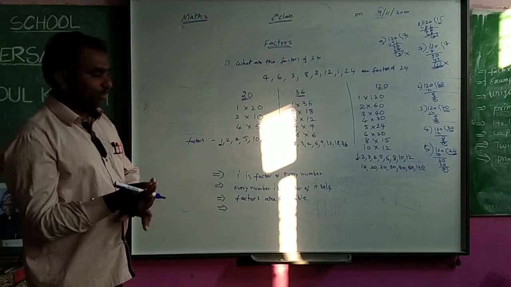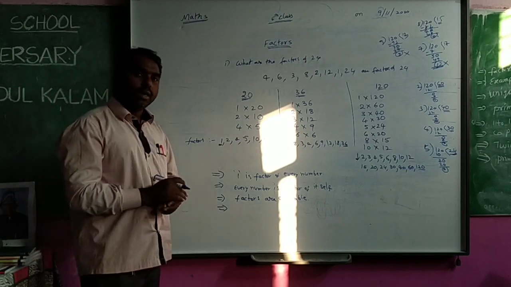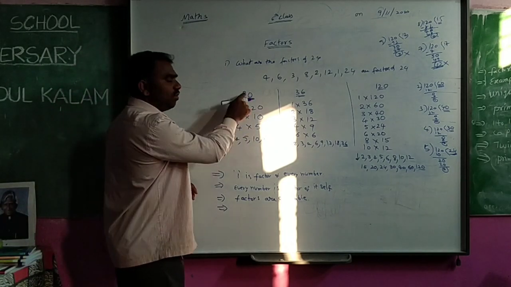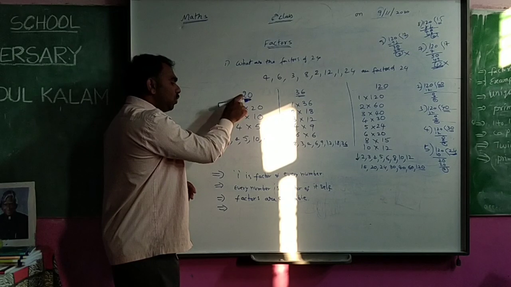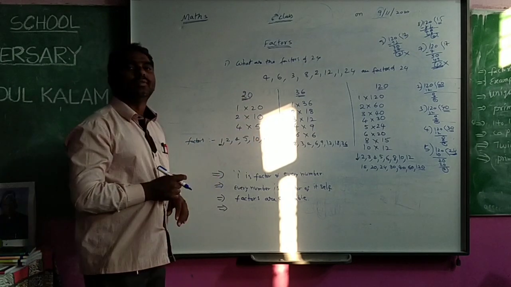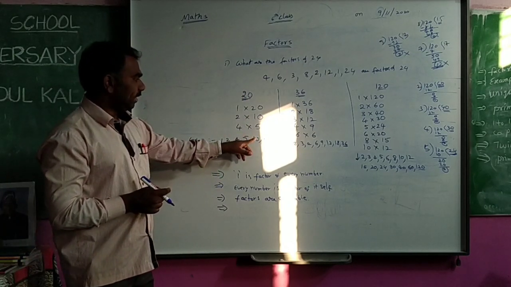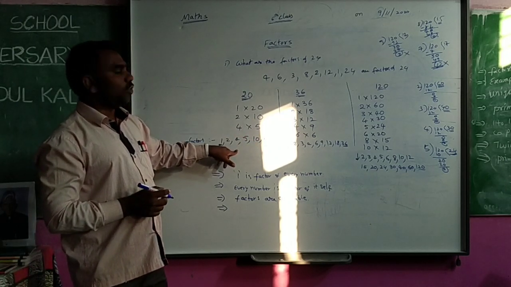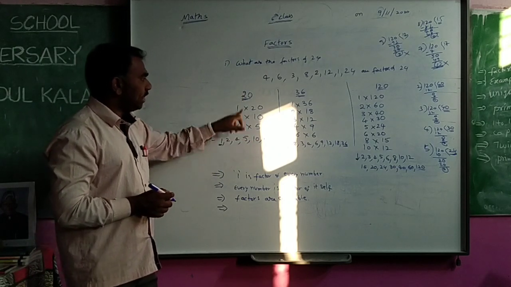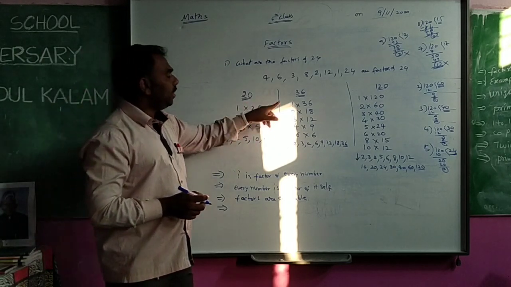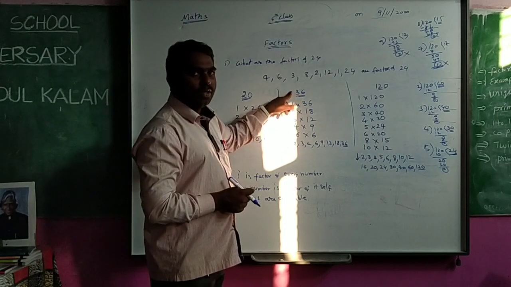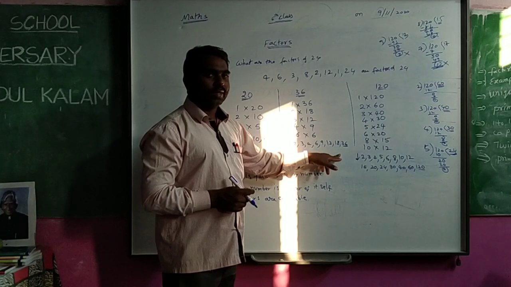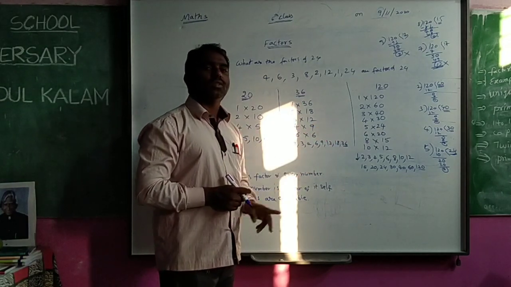Observe here carefully. When we are finding the factors of 20, you see, is there any answer more than 20? 1, 2, 4, 5, 10, 20. Is anything more than 20 here? No, there is nothing more than 20. Every factor is less than 20 or equal to 20 only. And you see here 36. Are there factors more than 36? No. Every factor is less than or equal to 36.